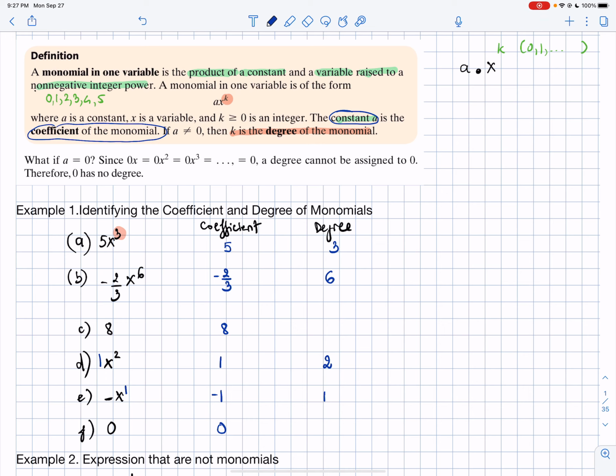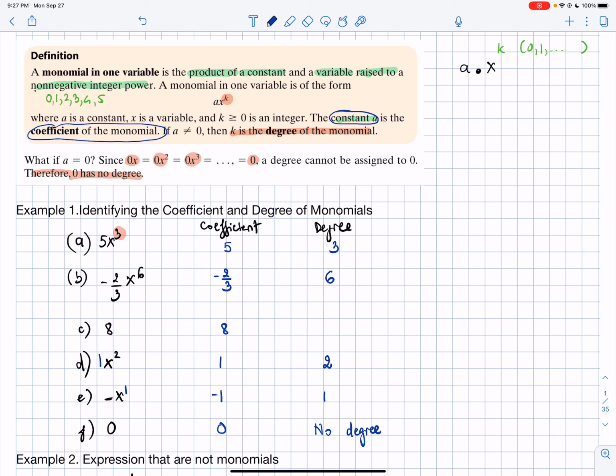This is like 1. Okay, so when we have a number, let's look at the 0 above. We have 0 times x, 0 times x squared, 0 times x to the third power, and all of them are the same as 0. So that means the power of x can be anything. So when we have that case, 0 has no degree. So in this case, we have no degree.